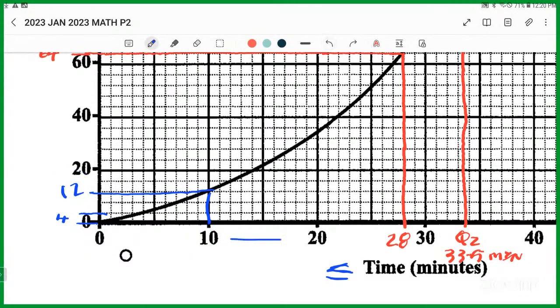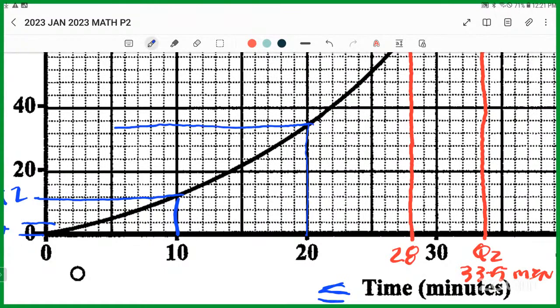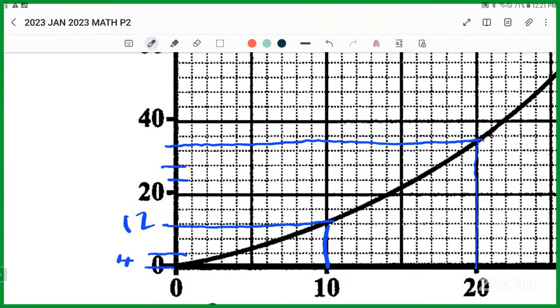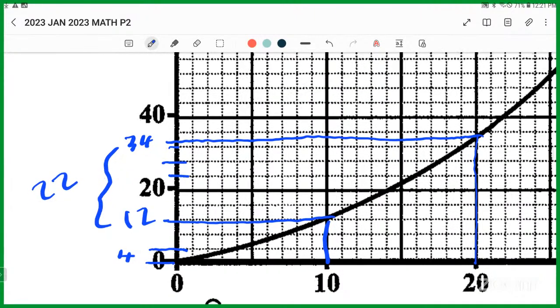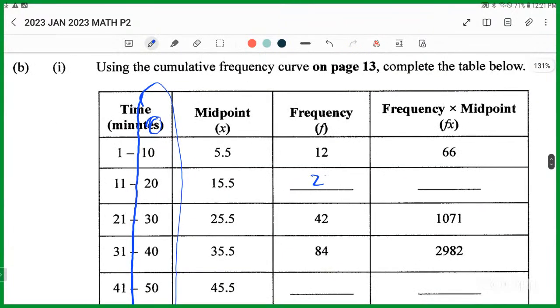Then between 10 and 20, the second group. Let me show you with this one. This is the value up here, read across here. Let's see what this is. That is 20, 24, 28, 32, and this is half of 4, that's 34. So this is 34. So how much is this interval? 22. So the second frequency is going to be 22. Let's look at it, if that is correct. This is 22.